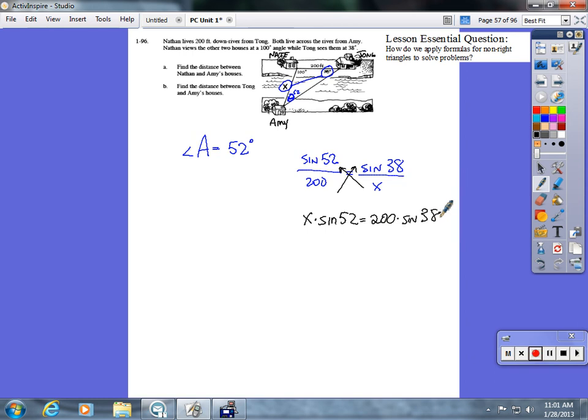Do not type that in your calculator yet. We've got to break that habit if it was a habit in geometry. You wait to the very end and type all of it in your calculator at once so you don't have any rounding errors. So we're going to divide by the sine of 52 on both sides, and we're going to get our answer for x. Now, how do I type that in the calculator all at once?